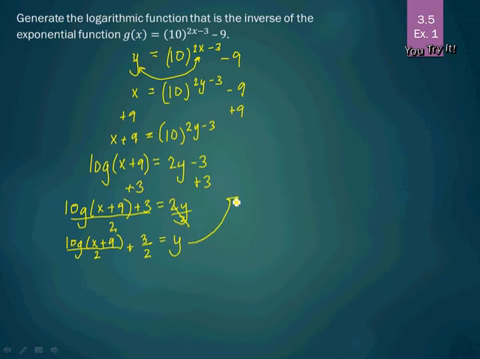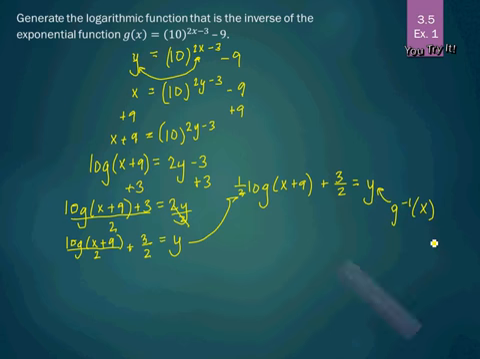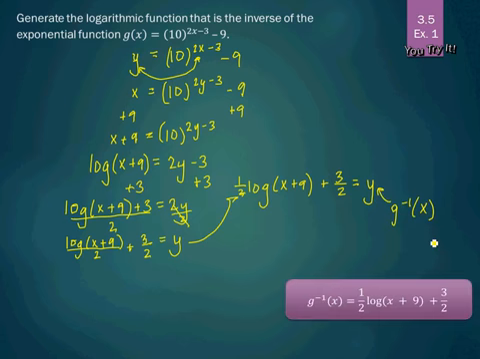And so we get log of x plus 9. And then instead of writing divided by 2, we can write times 1/2 in front. And then plus 3 halves equals y. And then the last step is just to rewrite y in our function notation, g inverse of x. So our final answer will be g inverse of x equals 1/2 log of x plus 9 plus 3 halves.